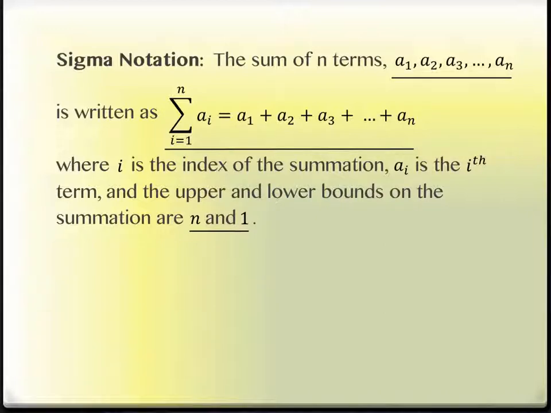i is called the index of summation. a sub i is the ith term. And then the upper bound is n, and then the lower bound is 1. So these are the upper and lower bounds on the summation.